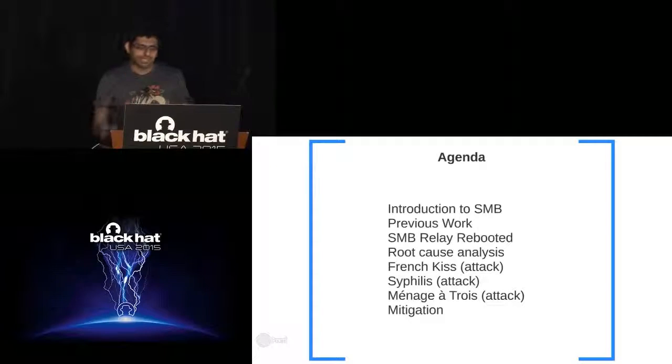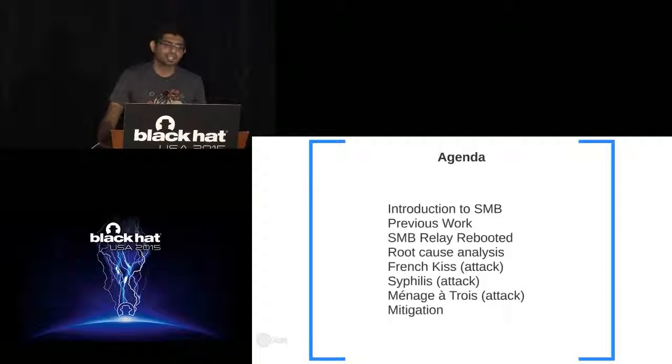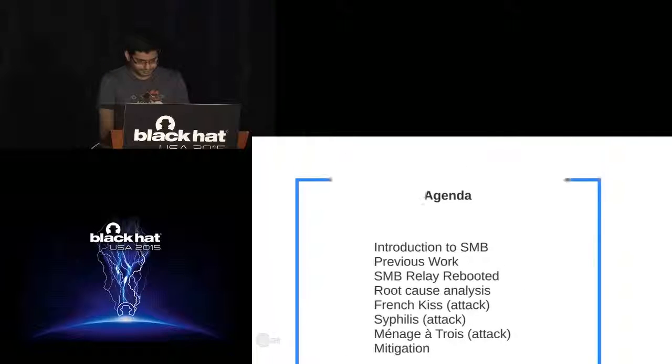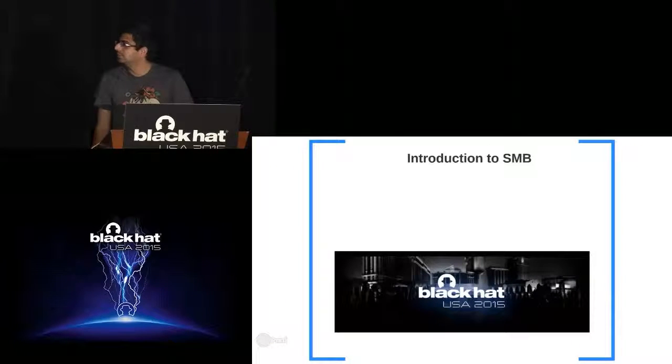What we're going to go through today, basically, is an introduction to what SMB is, and what kind of previous work has been done for relaying SMB hashes. Then SMB relay rebooted, which is basically us, our attack. We have a couple of interesting attack names, courtesy of Jonathan: the French kiss attack, the syphilis attack, which includes malware, obviously, ménage à trois, and how do we mitigate against it?